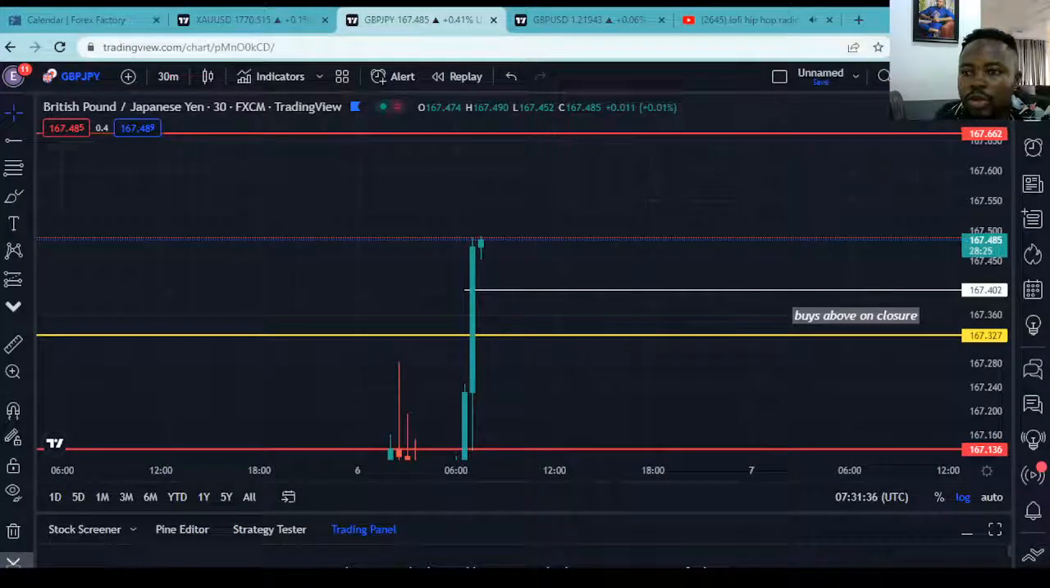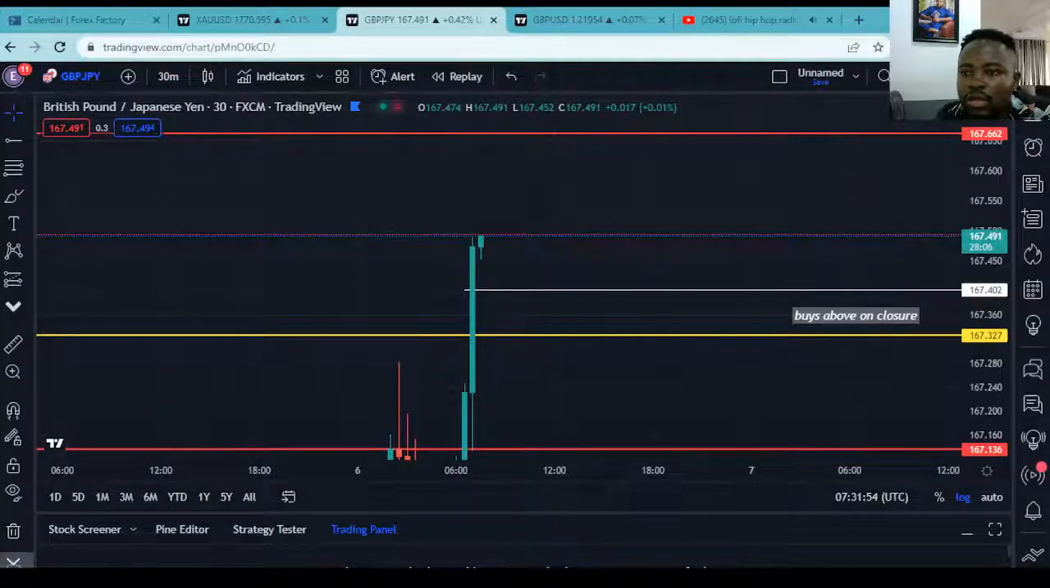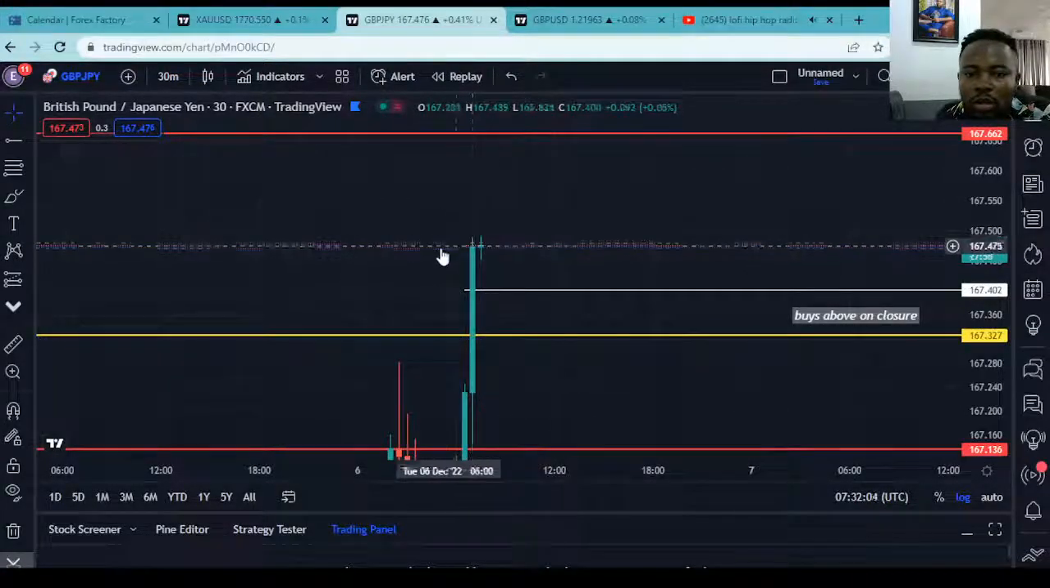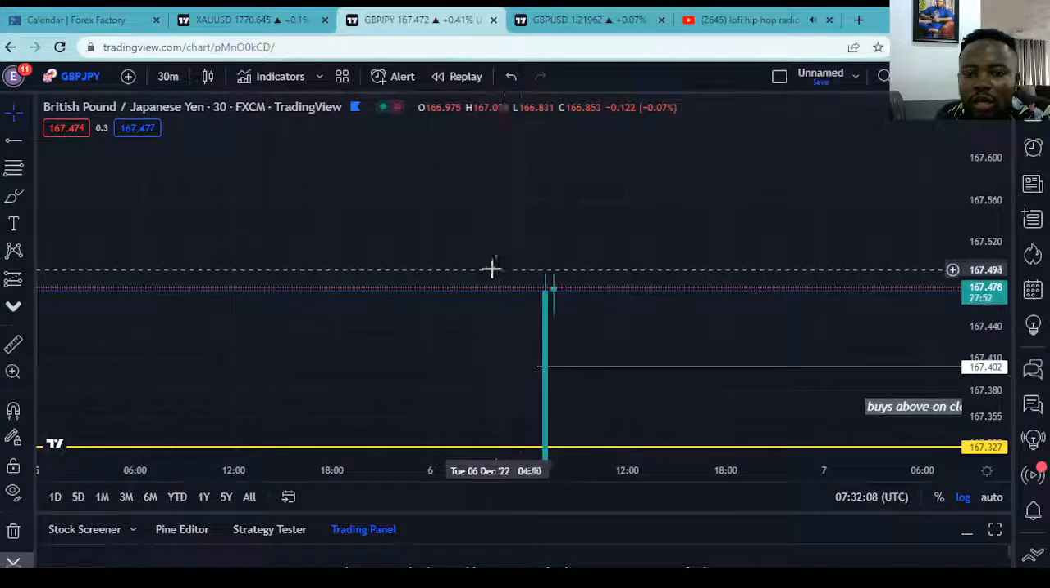Okay, we're about to break the highs. Let's see. And I've seen spread is really very high right now. We've not broken it yet. We need to wait. We've not broken it yet. We need to see a very clear break above here.